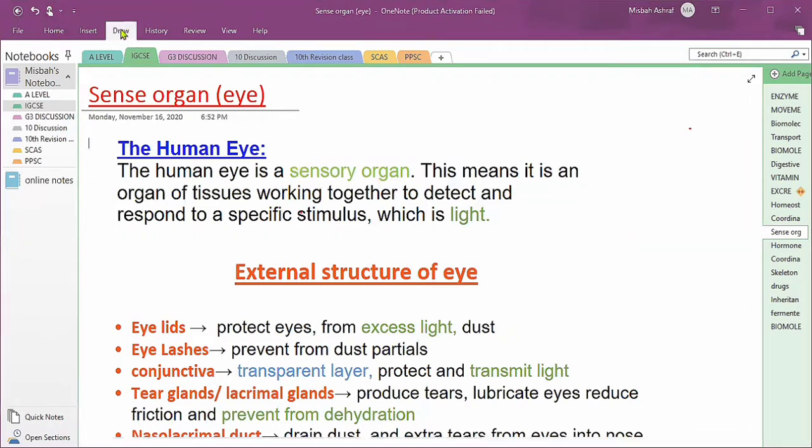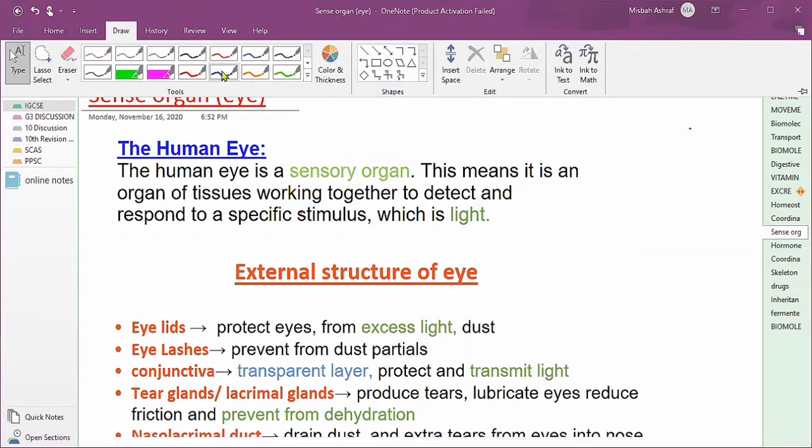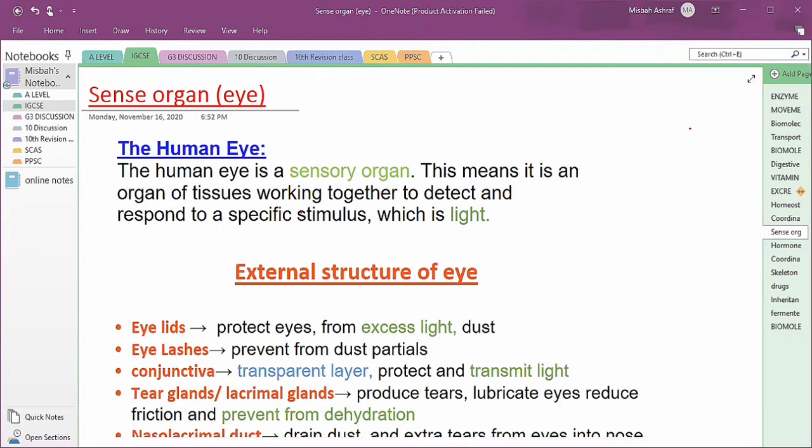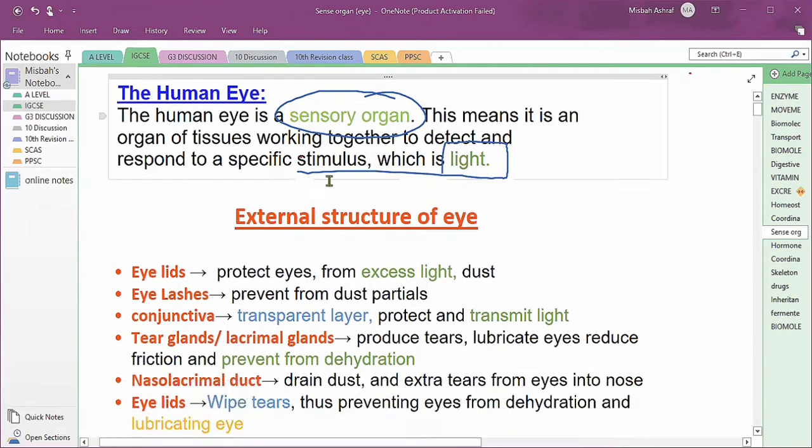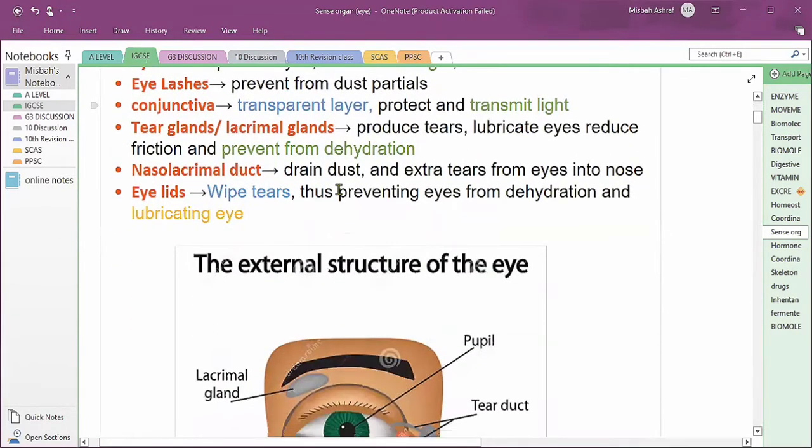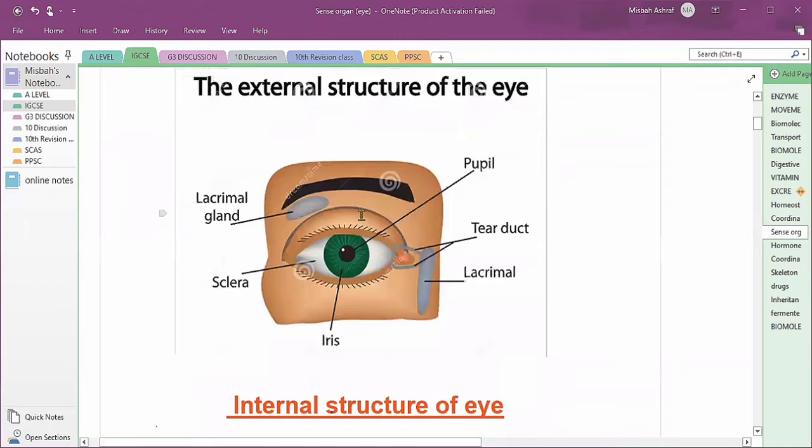Okay, the eye is the sense organ that is responsible for sensing the stimulus of light, right? It senses the stimulus of light, and it is responsible for producing the image and helps us in vision, or seeing things. It has an external structure, and this diagram is showing the external structure of the eye.